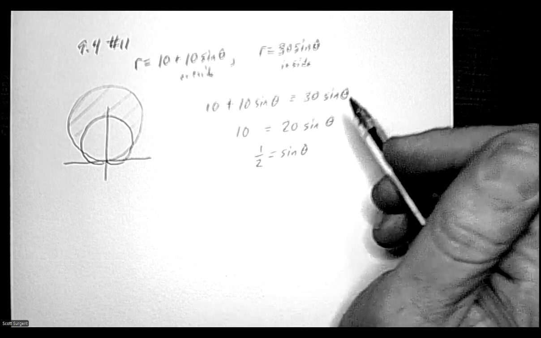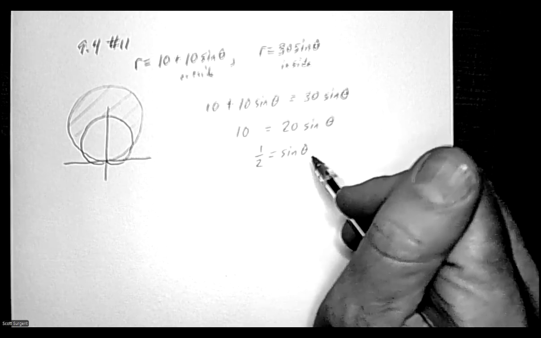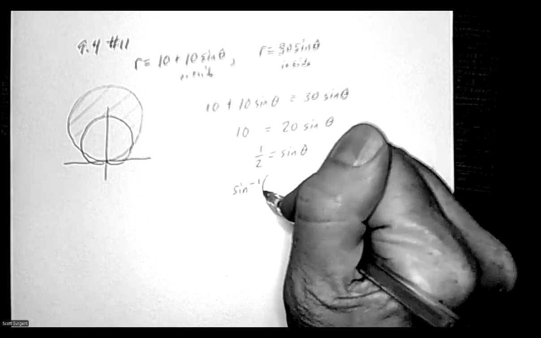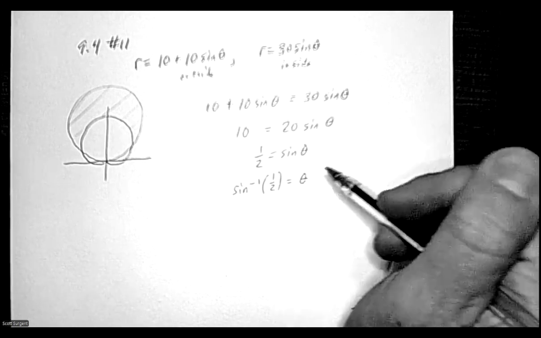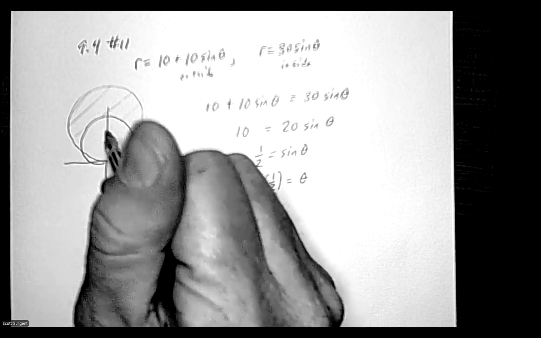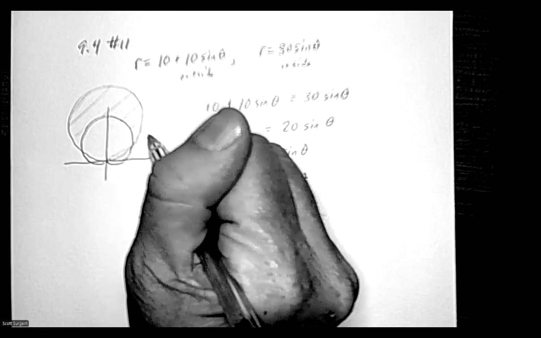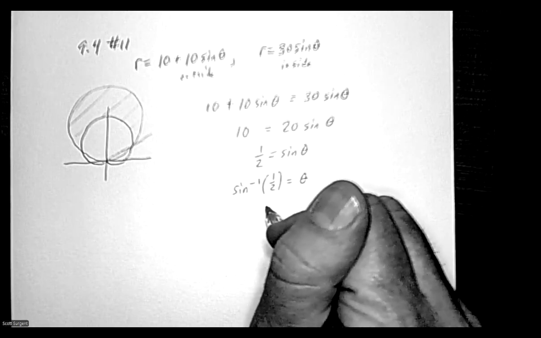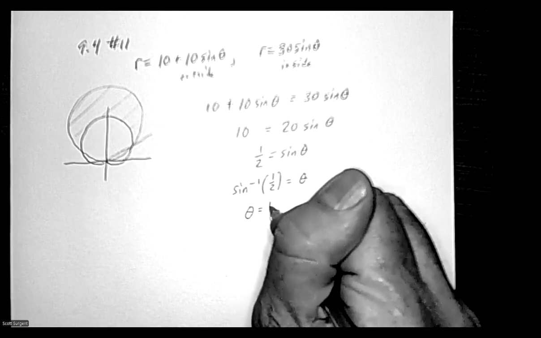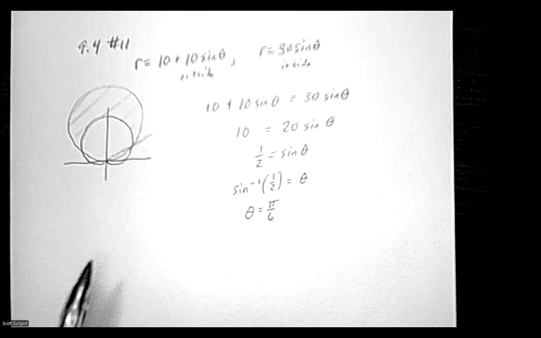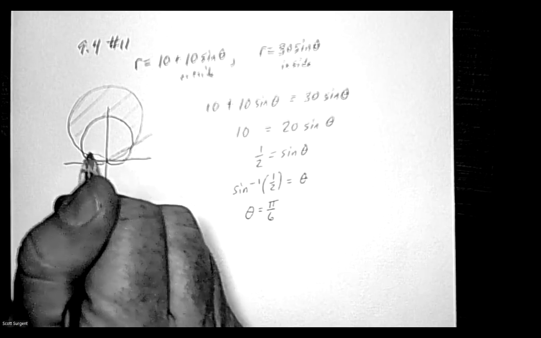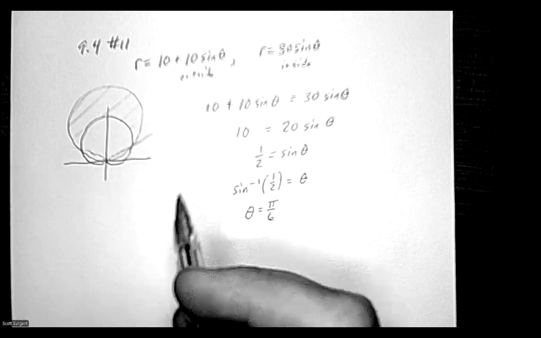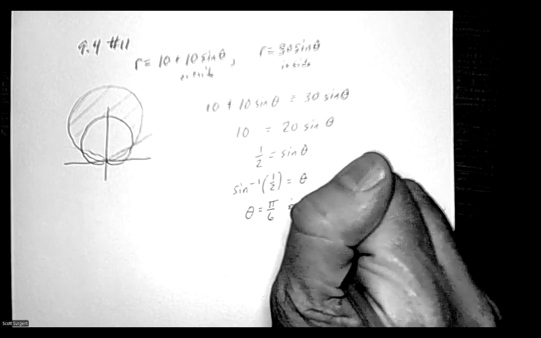And then I basically take the arc sine of both sides. Well, you're going to get two answers. Sine of pi over 6 gives you 1/2, so one of the answers is pi over 6. And then the other answer looks like it's going to be 5 pi over 6. So almost all the way around.